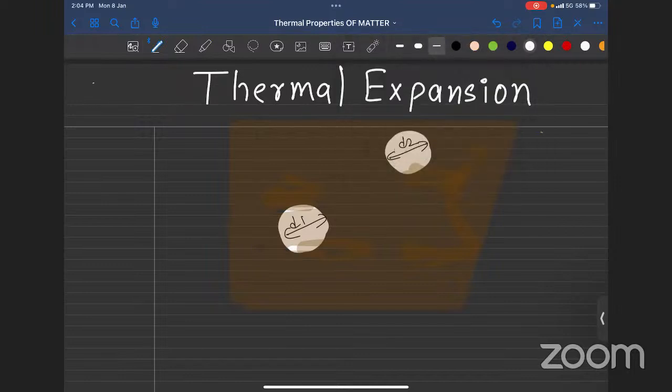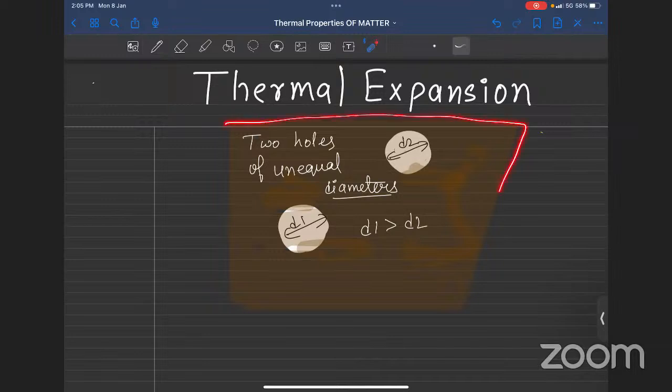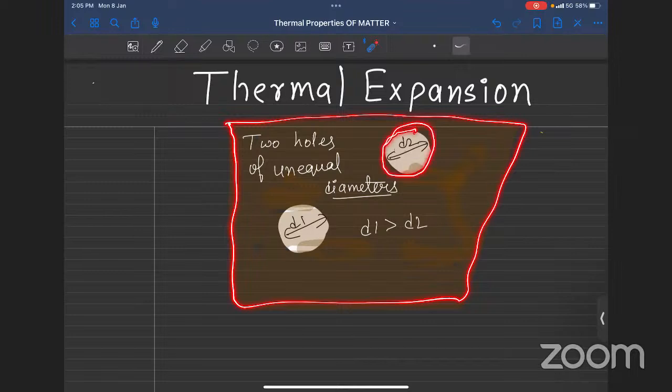Cool. Now the question arises, these diameters are not equal. Basically, D1 is greater than D2. You can call these two holes of unequal diameters. Now suppose you're having a metal sheet, and in this metal sheet you have two holes, one of diameter D2 and another of diameter D1, where D1 is greater than D2.